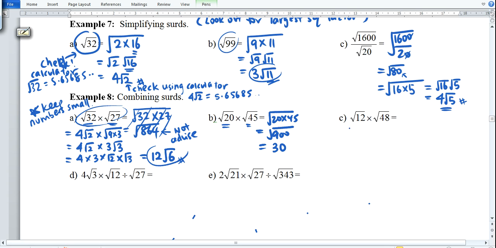I can rewrite this as square root 3 times 4. 4 is the largest square factor. And for 48, 16 is the largest square factor. So I can break it up into 2 square root 3 times 4 square root 3. If I want to skip the rearranging, I can just multiply 2 times 4 is 8. Square root 3 times square root 3 is 3. So the answer is 24.